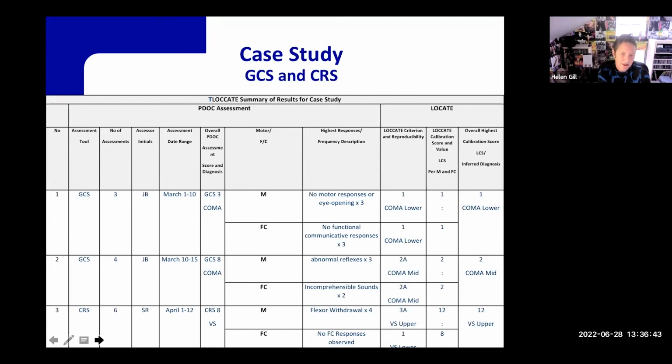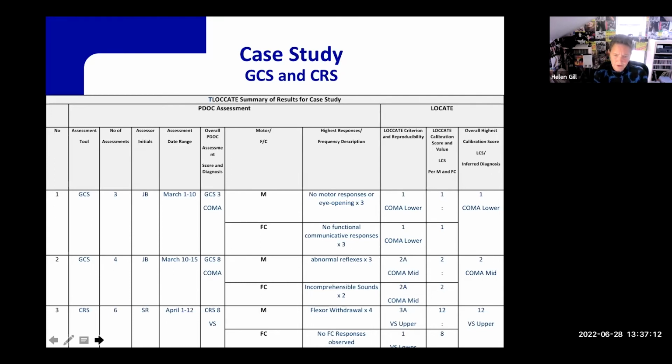So then after that, the patient's obviously moved on from coma, and they've had a CRS, and that's that 3rd row. They had 6 assessments, and that came out as VS. So in the motor responses, you can see that they had flexor withdrawal, which is level 3. Those with withdrawal responses are level 3. And they had it only 4 times out of the 6. So that's the lower level A, and that's a score of 12.